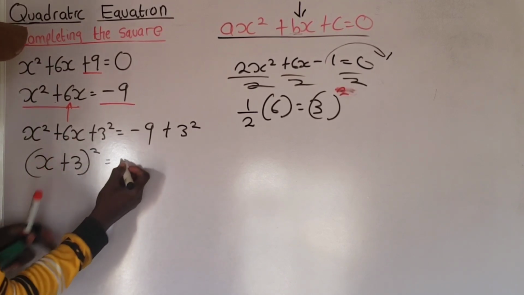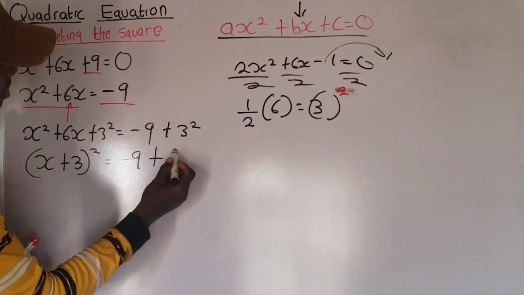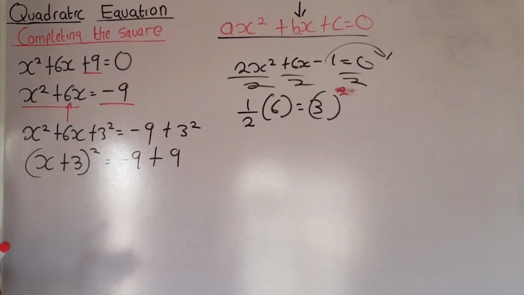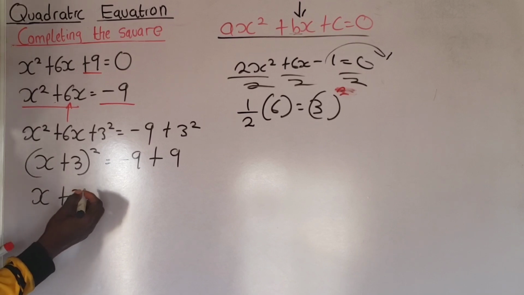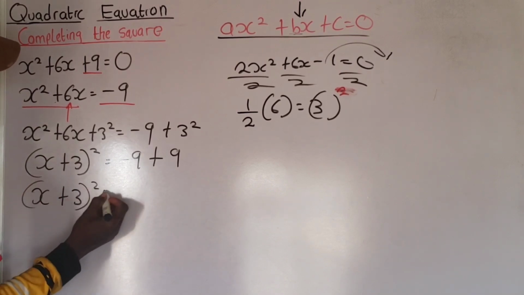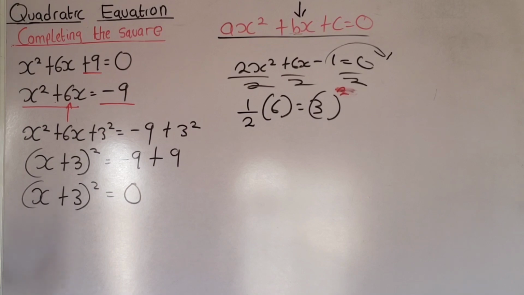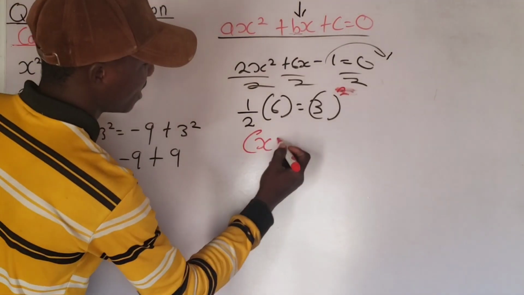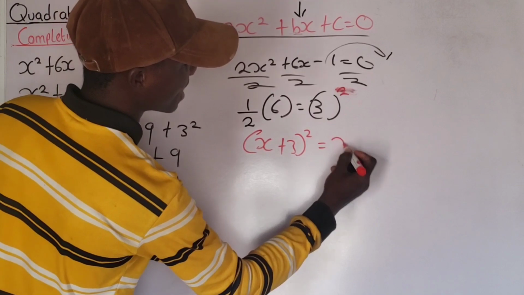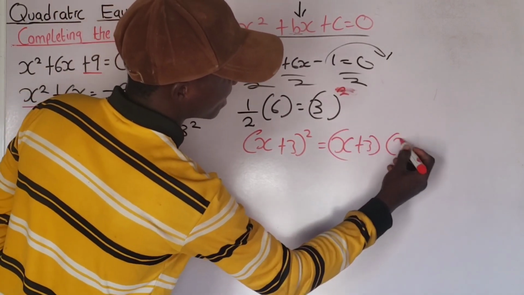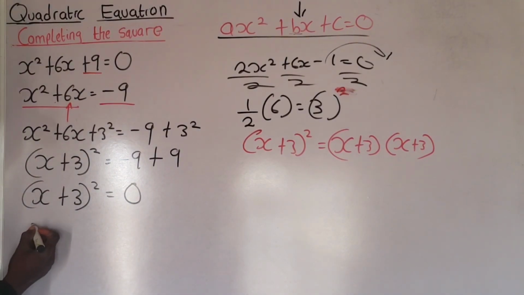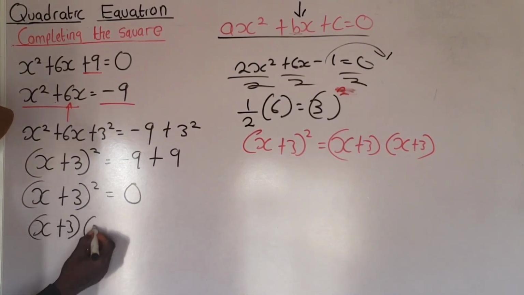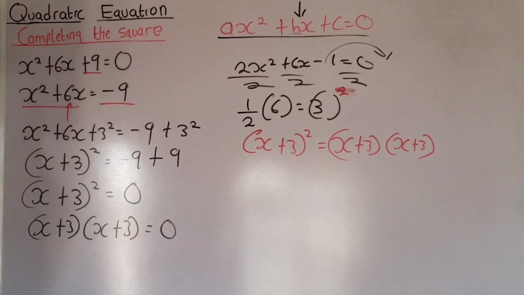And this will be equal to negative 9 plus what? Plus 9. This is wonderful. Please, just pay attention. Now, here I'm going to have x plus 3 squared equals 0. Do you understand? Now, you know x plus 3 squared can be written as x plus 3 and x plus 3. So here I'm going to have x plus 3 equals 0.